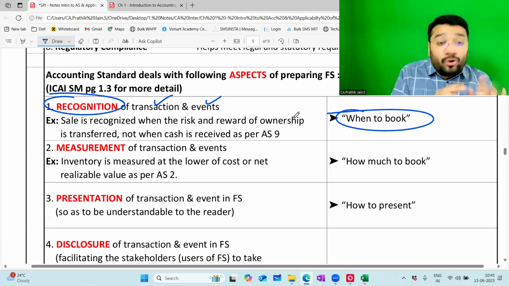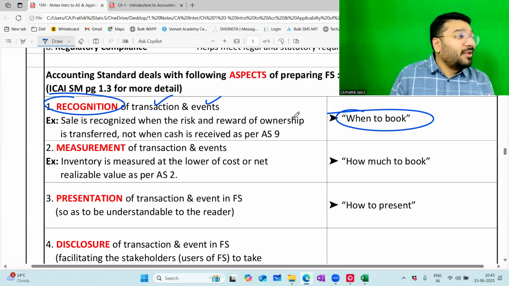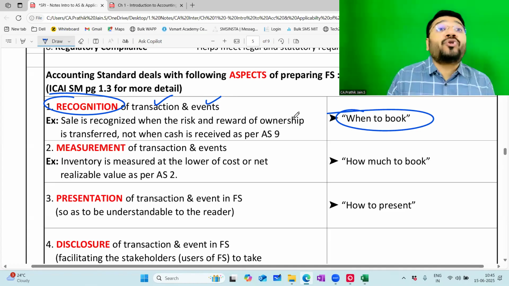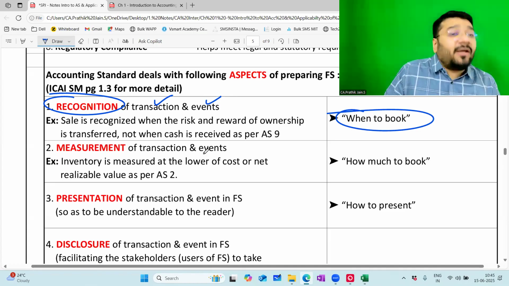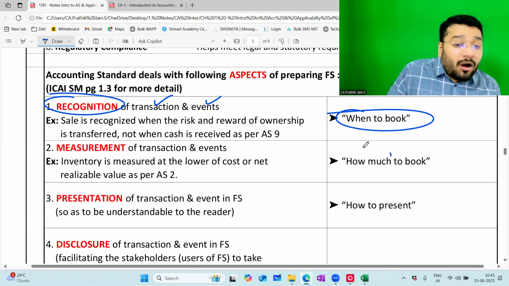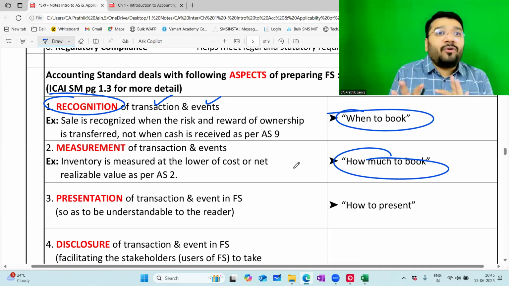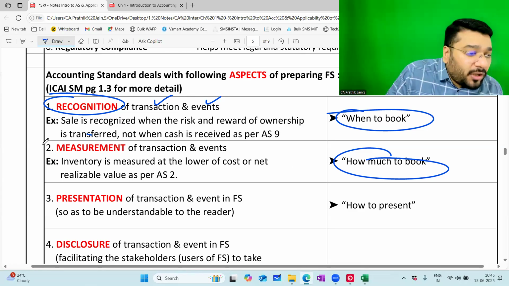AS9 is not teaching you how to do the entry. Entry all of us know. But this entry, when to pass, is what AS9 is going to teach us. So when are we supposed to record the entry? If at all you're recording the entry, what value? How much should I record the entry for? What should be the value? Cash account debit to capital. How much value? Measurement it talks about.